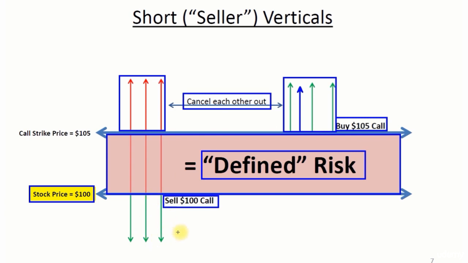Below 100 we still have some profit because that's what we want to happen. But here the pink area is now defined. It doesn't just go on forever if it goes up because we've bought this call to protect ourselves. So let's go to a trade page and really start hammering this down and see how this concept plays out in reality.